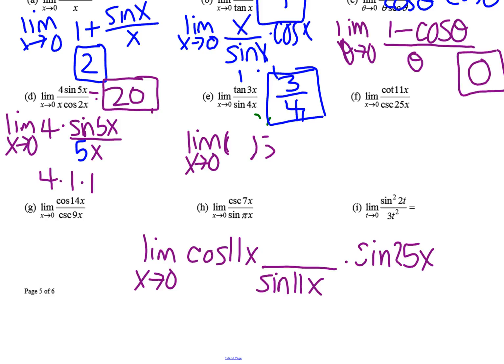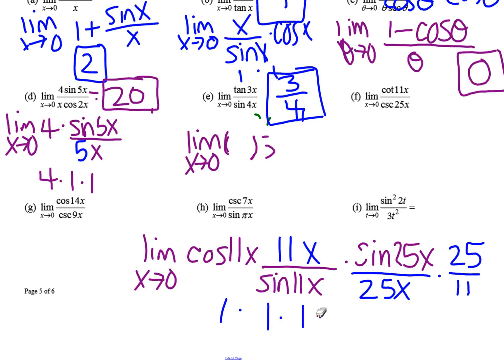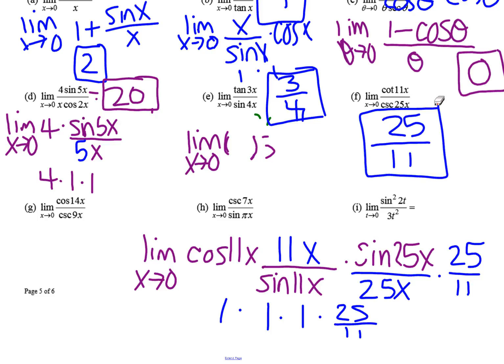I put my special numbers in. Nothing wrong with cosine of 11x. I can put 0 in that without making a problem. Here I'm going to need an 11x, so I'm going to stick my x over, and I'm going to stick the 11 on here. Now I need a 25, and then I need a 25. So I get 1, 25 over 11. Not so bad, right?